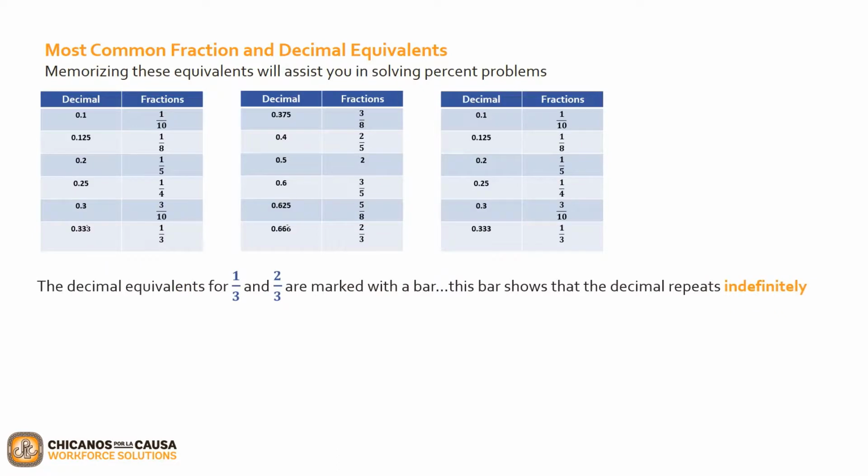Now, you'll also notice that the decimal equivalents for 1/3 and 2/3 are marked with a bar. There is a tiny bar over the last 3 and the last 6. What this bar indicates is that the decimal repeats indefinitely. So in the case of the bar over 3, that means that if we were to keep moving in that direction on the number line, it would just be nothing but 3s. The same would apply with the number 6, except that it would be endlessly a bunch of 6s.